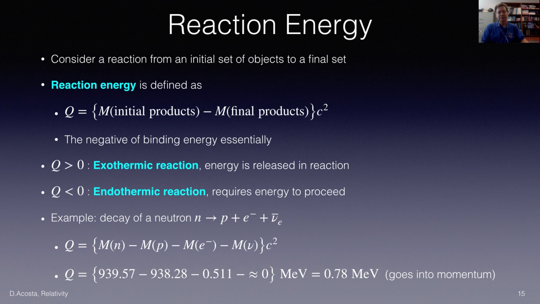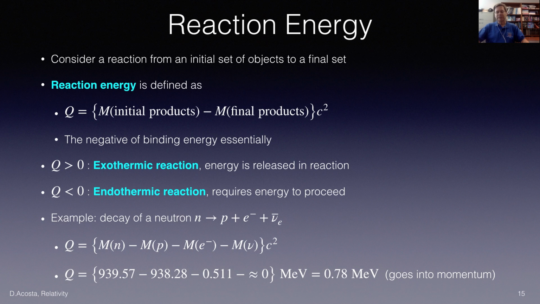Where does that energy go? It essentially goes into the momentum of the final state objects, the kinetic energy, if you will. So you had some energy left over from the mass of the neutron that went into the mass of the proton and the electron, and in principle the antineutrino. A little bit more energy was left over, and that goes into the kinetic energy or the momentum of the objects moving apart from each other. Okay, so that was an example.